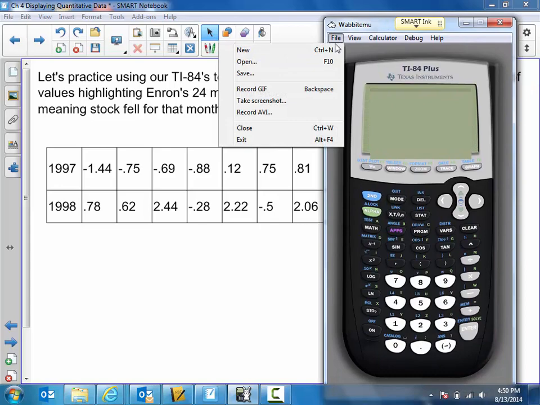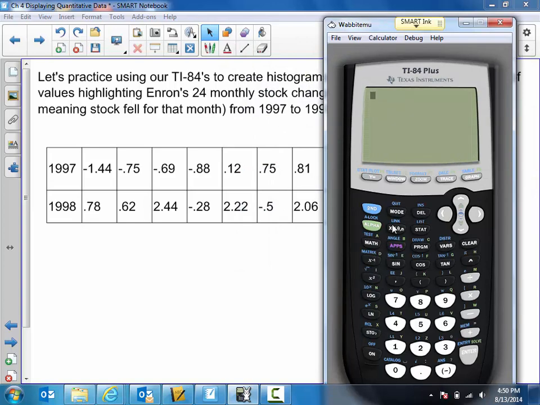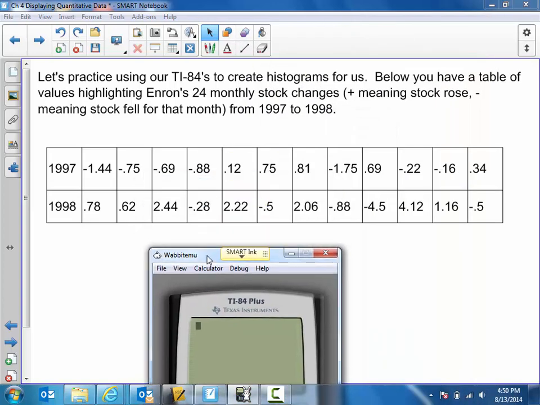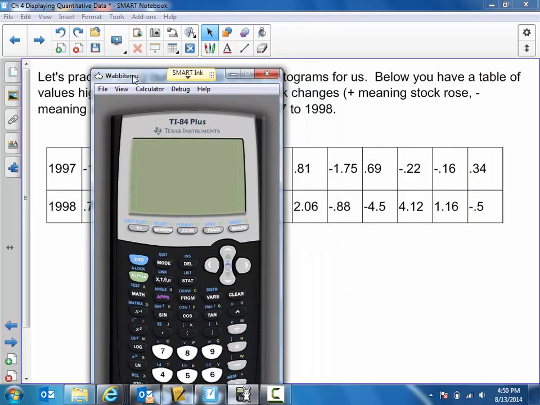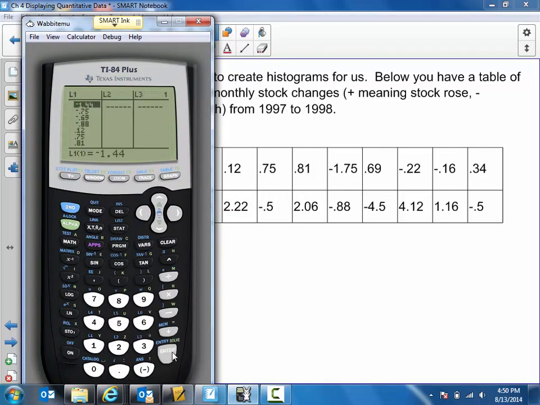So to do that, we're going to go to Wabbit. I don't think you really need to use your graphing calculator to follow along. If you want to write things down as you go, that'd be awesome. I've already entered in the data values here. I'm going to open up initialized. And with these 24 data values, I want us to make a histogram here.